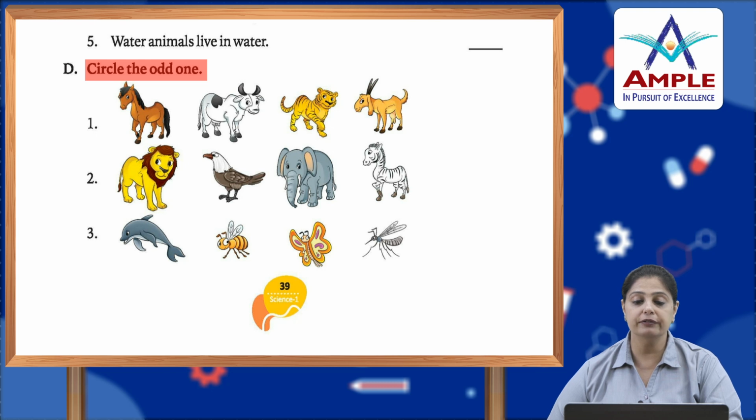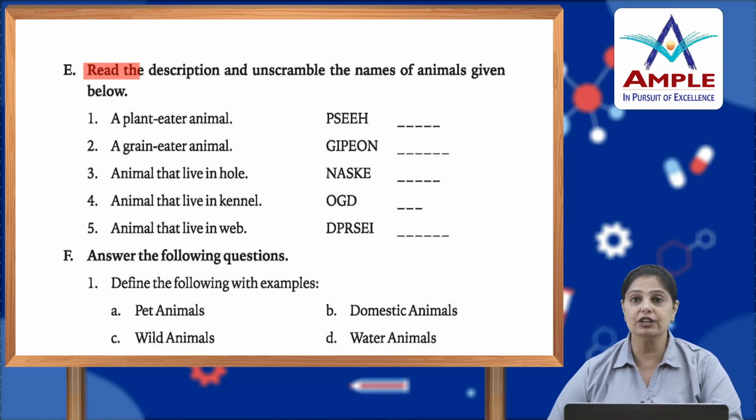Then you have dolphin, honeybee, butterfly and mosquito. These are insects and which is the odd one? It's the fish, that's the dolphin. Alright, now read the description and unscramble the names of animals given below. So, now you have the description, you have words that are jumbled. So, you need to solve this one.